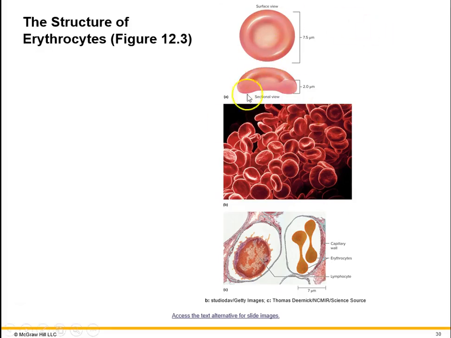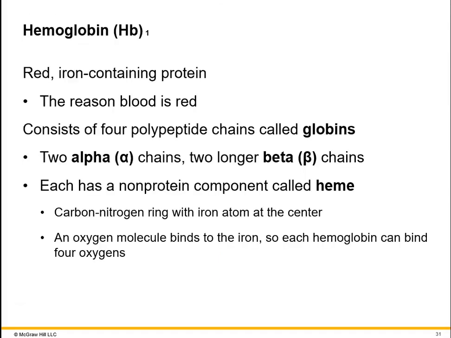Since we don't have a nucleus and since there are no organelles, this cell is going to be very flimsy and very flexible, and the way that it's shaped makes it very easy for these cells to move in and out of blood vessels and not get stuck or form unwanted clots within the blood vessels.